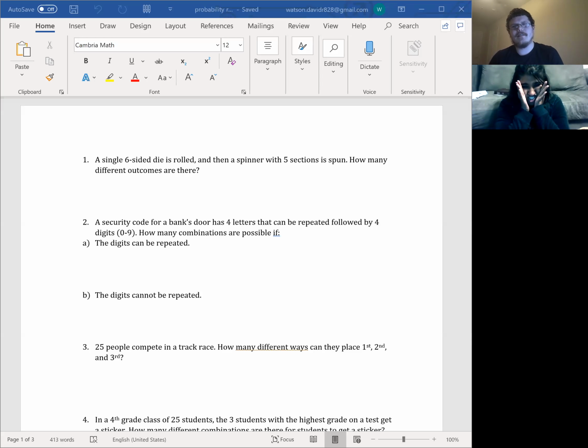All right, so let's knock these first 3 out. A single 6-sided die is rolled, and then a spinner with 5 sections is spun. How many different outcomes are there?